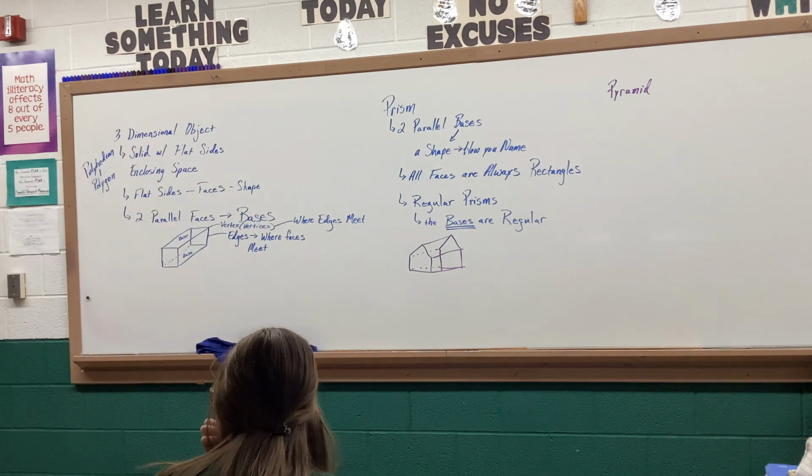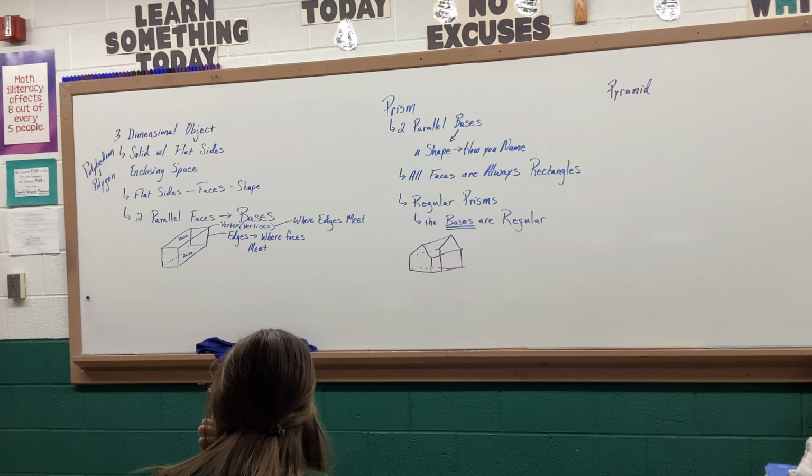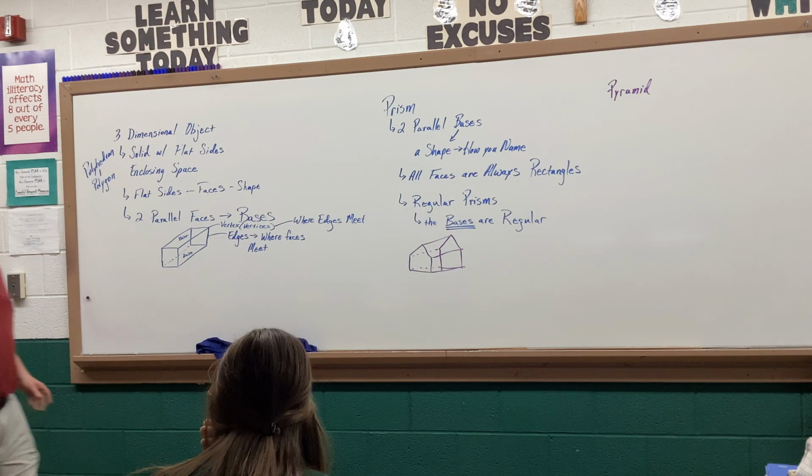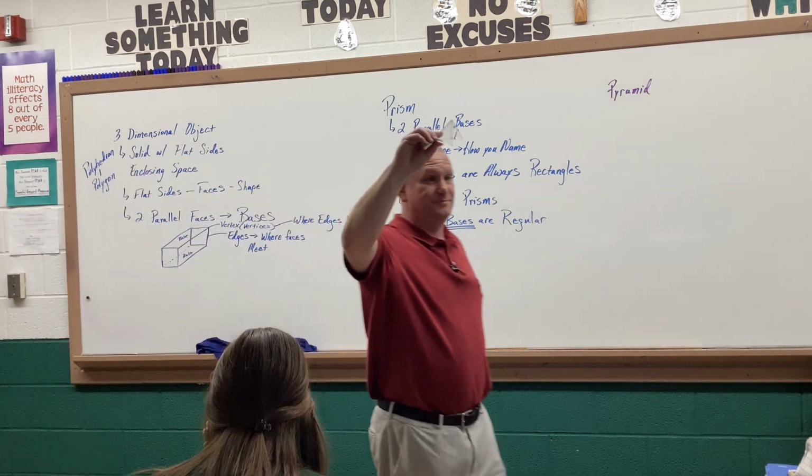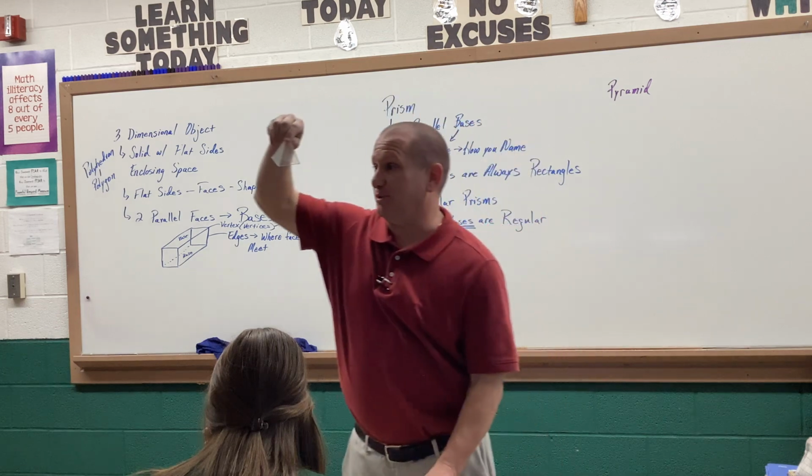So what's the difference between this and a pyramid? A pyramid only has one base. It only has one base, but it doesn't have another. It doesn't have a triangle. Yes, it does. There's a triangle. Oh, I thought you were talking about that. There's multiple. So is this a pyramid?